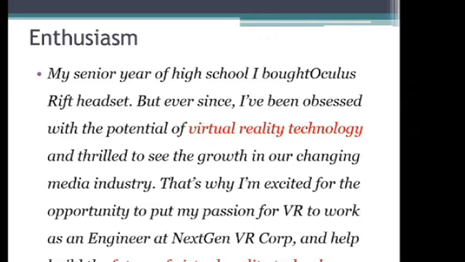My senior year of high school, I bought an Oculus Rift headset, and ever since I have been obsessed with the potential of virtual reality technology and thrilled to see the growth in our changing media industry. That's why I'm excited for the opportunity to put my passion for virtual reality to work as an engineer at Next Gen Virtual Reality Corporation and help build the future of virtual reality technology.